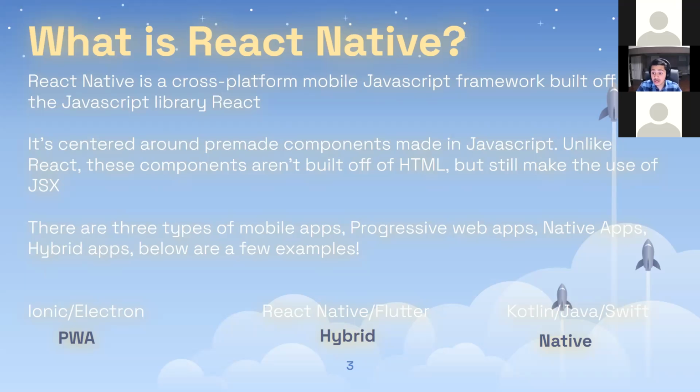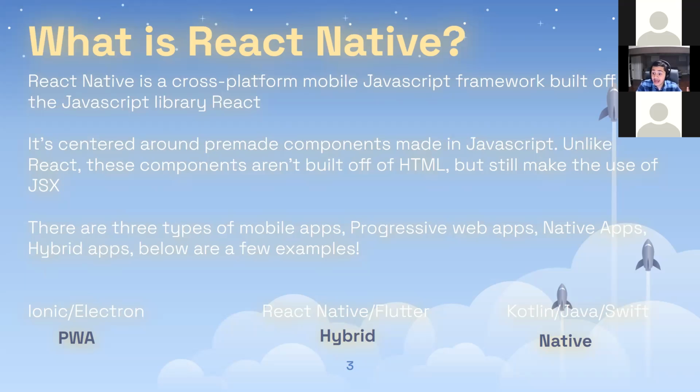Instead, there are pre-made components that translate to web, iOS, and Android. For instance, a button will look different on iOS, on Android, and on the web. So by using the pre-made syntax from React Native, I'm able to develop apps and components for all of the different platforms, Android, iOS, and the web. It's centered around pre-made components, but these aren't built off of HTML, but still make use of an intuitive syntax known as JSX.